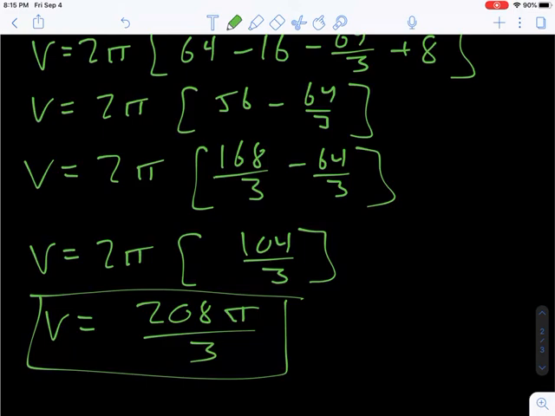Now, if you put this in Desmos, it is going to give you an answer of 217.817. When you put the integral in your integration problem setup, it'll give you 217.817. And when you put 208 pi divided by 3, it will give you 217.817. All right, so that's it for quiz number 1. I hope you had fun with that.